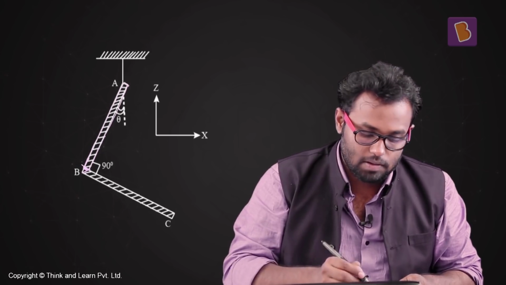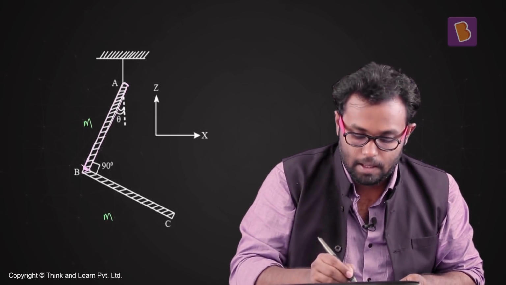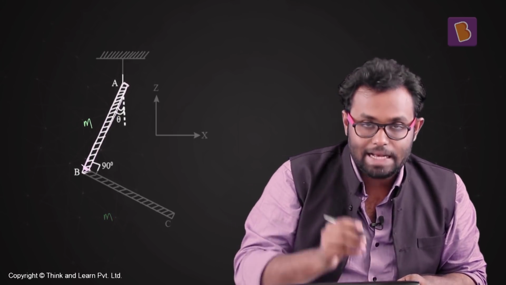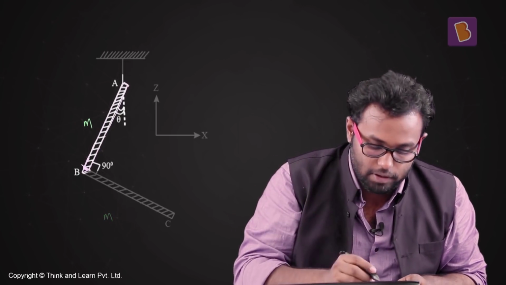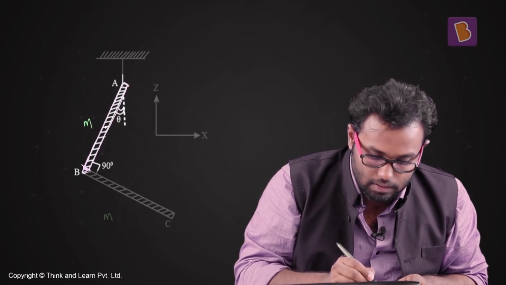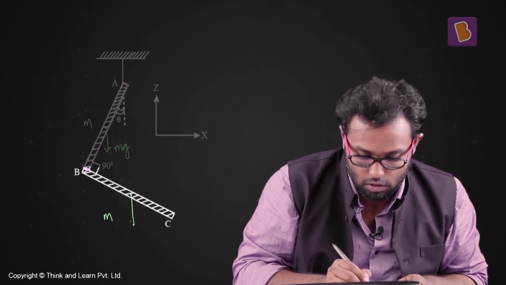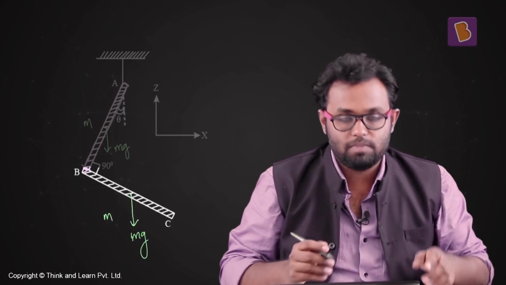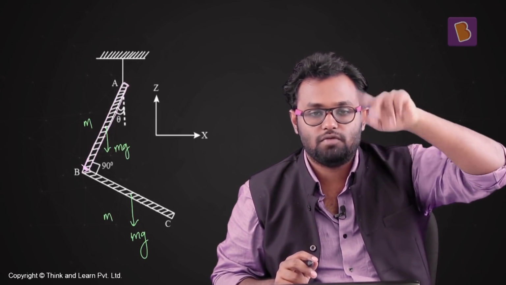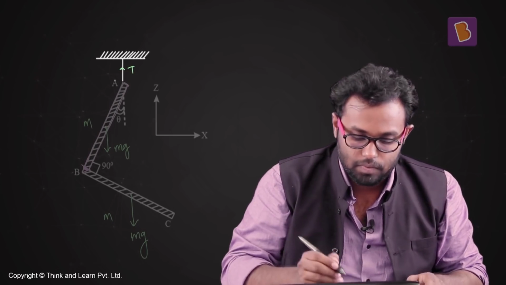Because AB and BC are of the same length, they have the same mass also, M. On AB, exactly at the midpoint, because the center of mass would be at the midpoint, there is mg acting downwards, and there's another mg acting at the midpoint of BC, downward. These two mg's provide a downward force of 2 mg, which must be balanced by the tension on this thread, which we are not very bothered about.